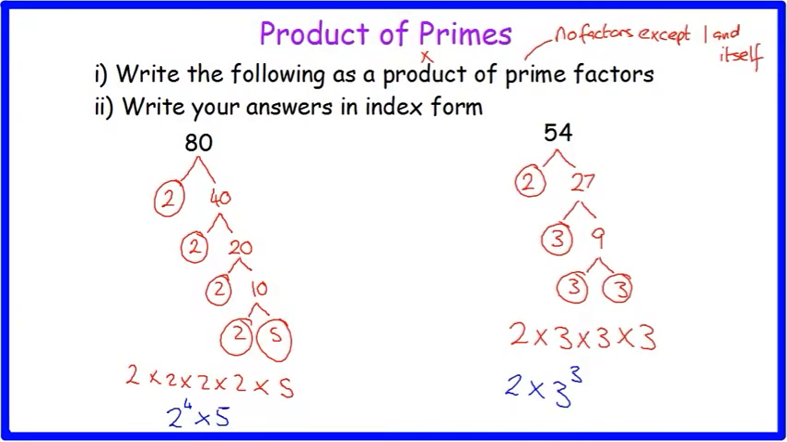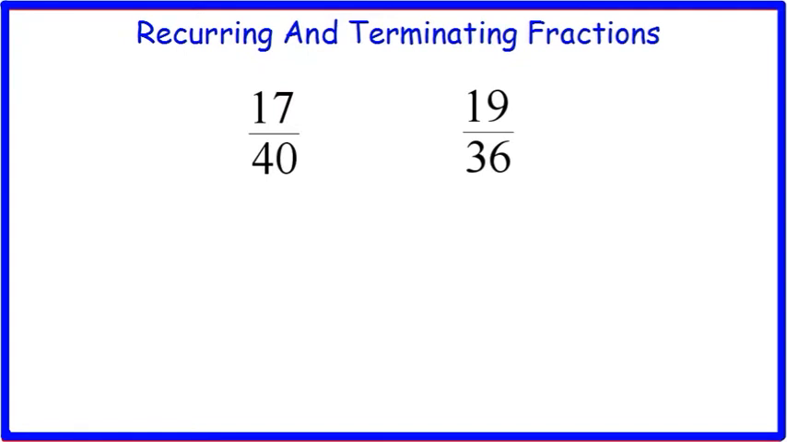So you take a number and you write that number as a pair of factors. And if it's prime, you put a circle around them. And then at the end, there is the product of prime factors. So you need that skill. Okay, recurring and terminating fractions, and what's the difference?